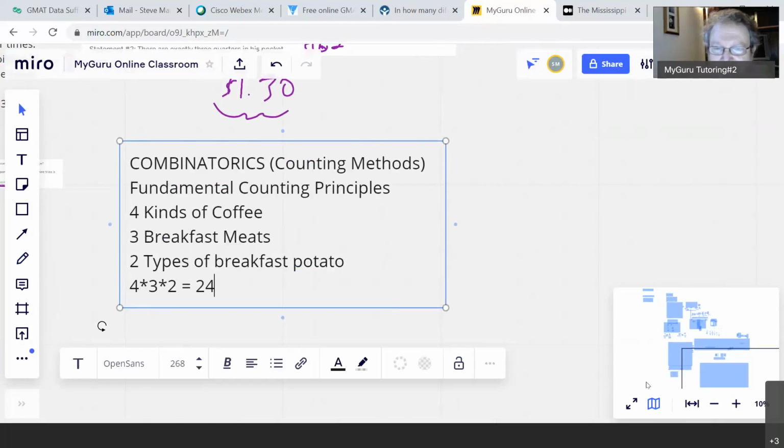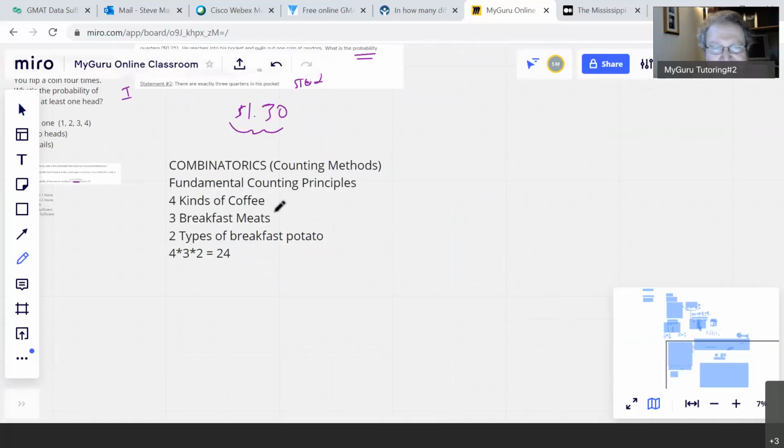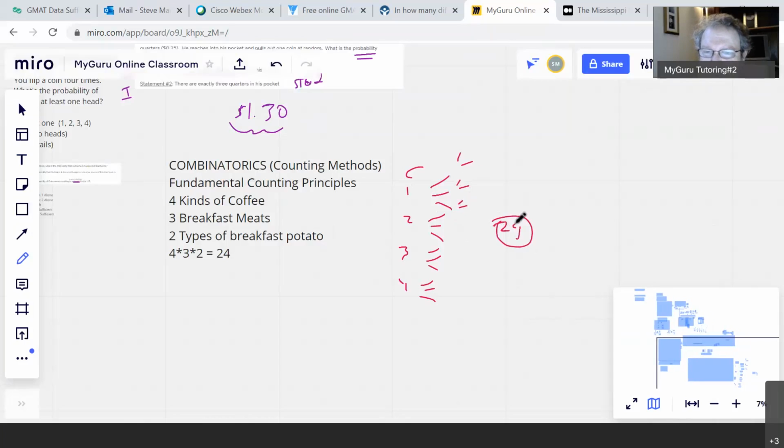And you can think of it graphically too, right? You could draw this out and say, okay, here's my coffee. There's 1, 2, 3, and 4. Any of those could be paired up with any of the 3 meats. You can imagine those tree diagrams. Granted, you're not going to do a tree diagram for complicated stuff, but any of those can be paired with any of these 2 potatoes. So you can imagine counting them all up, and you'll get 24 of these things. That's the first step.